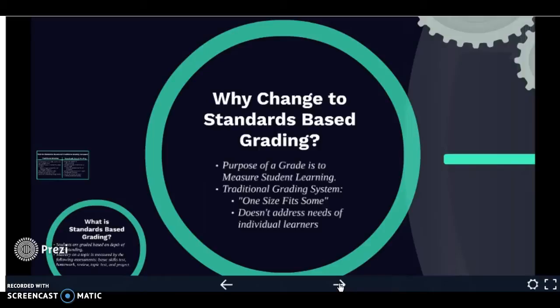We found that the traditional grading system is a one-size-fits-some grading system. It was geared toward the average student and did not meet the individual needs of all students. We found that standards-based grading caters to students' individual needs while showing a more accurate measure of their mastery.